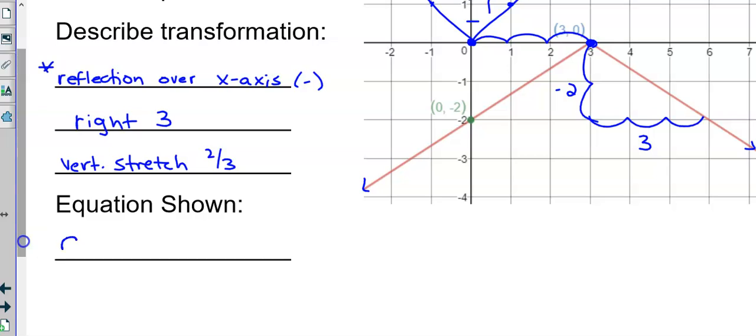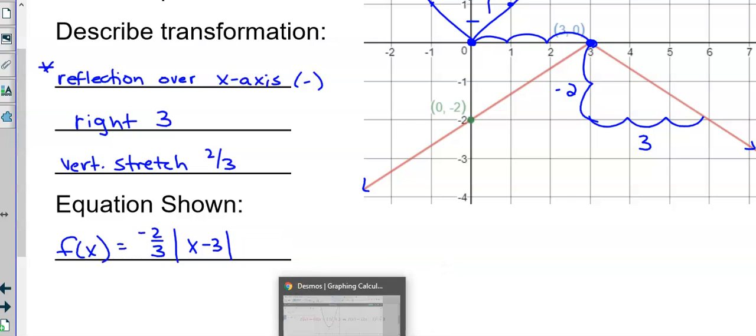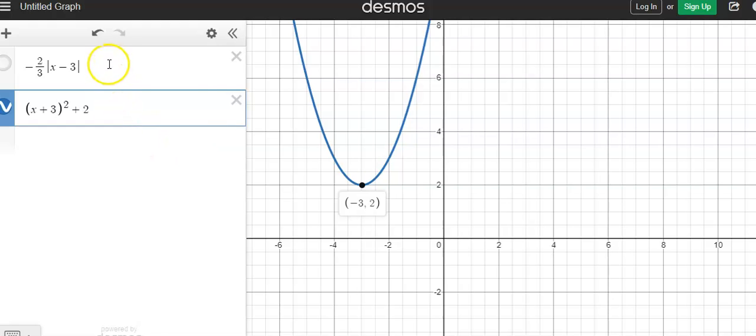Okay, so our equation is negative 2/3 times the absolute value of x minus 3. We need to go right 3, so x minus 3, and there's no up or down there. Once again, I think it might pay to check on Desmos. So try that: negative 2/3 times the absolute value of x minus 3.